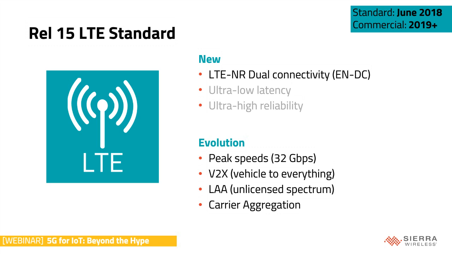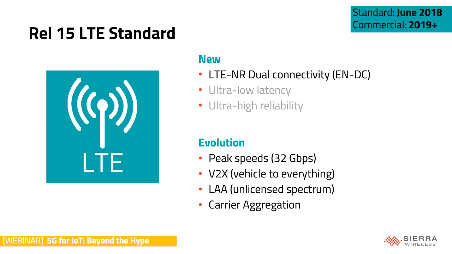There are also some evolutionary changes in Release 15. Of course, we always have to increase the speed, so the specification now supports up to 32 gigabits per second, which definitely exceeds the 5G requirement of 20 gigabits per second. But similar to what I talked about before with the 25 gigabit device, this is unlikely to ever be commercialized. However, we do expect some improvement in speed for products that support Release 15 LTE. The peak speeds we see coming will be above 2 gigabits per second.